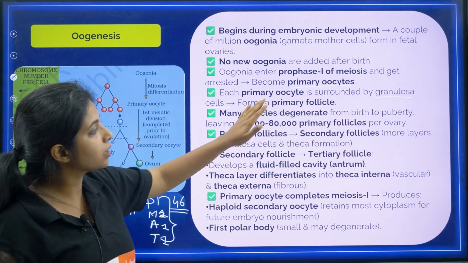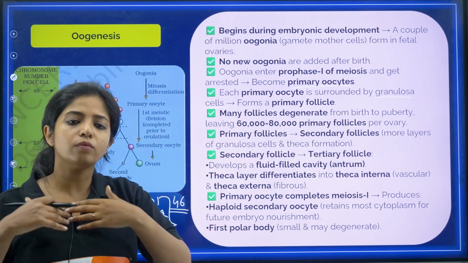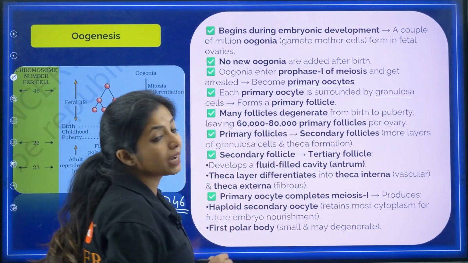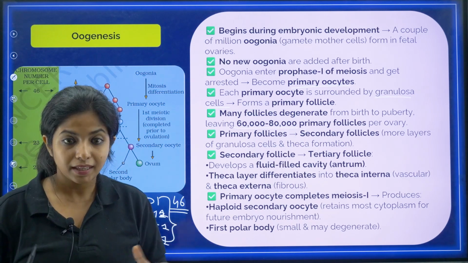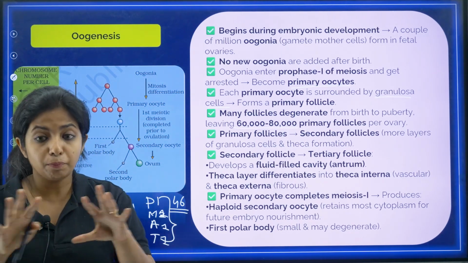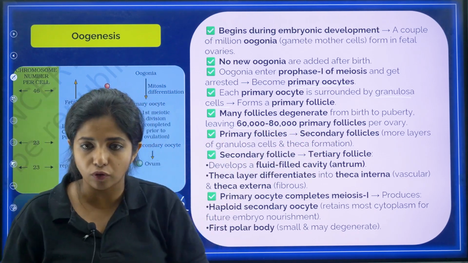Now many follicles degenerate from birth to puberty. By the time we hit puberty, lots of them will have degenerated. At least 60,000 to 80,000 primary follicles are going to stay per ovary at puberty. When we reach puberty, only these many primary follicles would be there in each of the ovaries, my dear children.